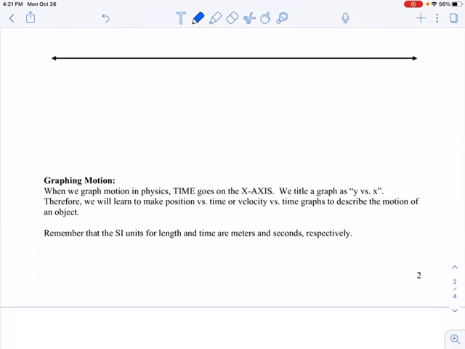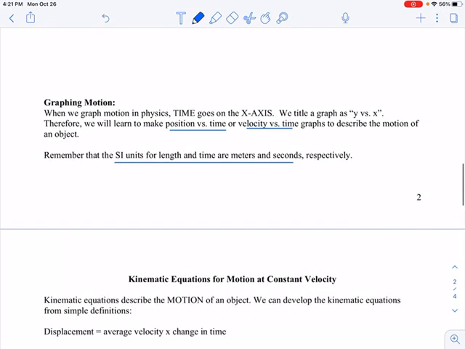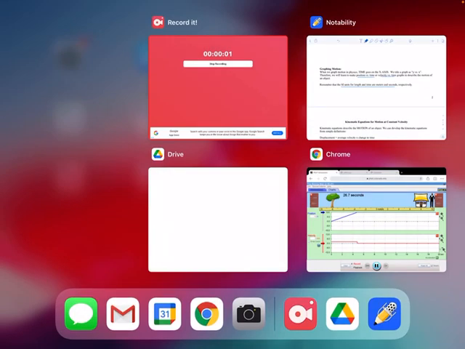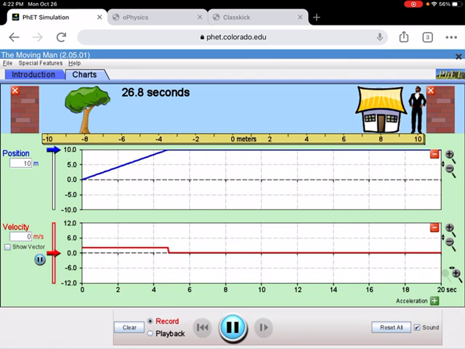So when we graph motion in physics, as we saw in the little example, time goes on the x-axis, and we're going to title our graphs as x versus y. Therefore, we're going to make position versus time and velocity versus time graphs to describe the motion of an object. Also remember that the SI units for length and time are meters and seconds. We'll be working in meters and seconds. Let's go back to our simulation here, and let's do one more example then.